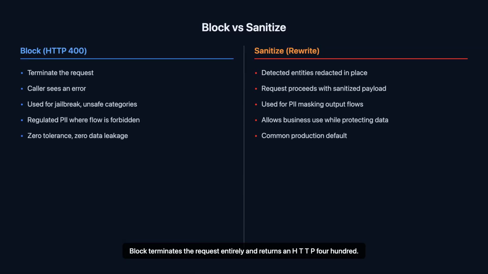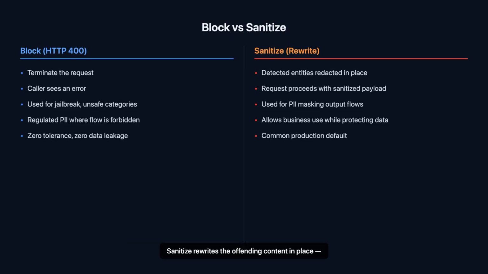Block terminates the request entirely and returns an HTTP 400. The caller sees an error. No payload gets through. Use block for jailbreak attempts, unsafe categories like violence or hate, and any regulated context where PII cannot flow under any circumstances.